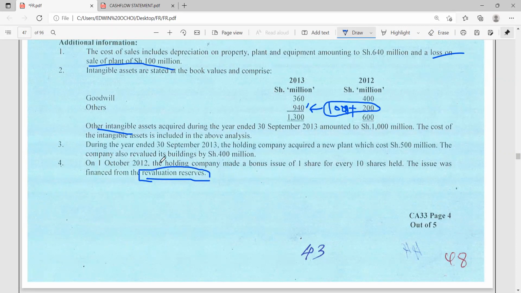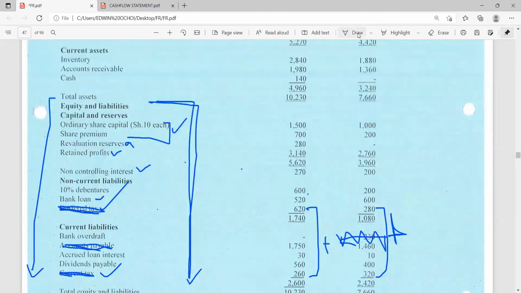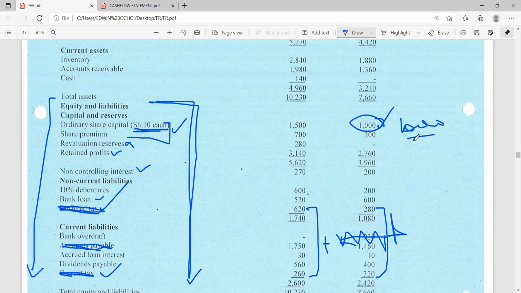They said that on 1st October 2012, the holding company made a bonus of 1 share for every 10 shares held. The issue was financed from the revaluation reserve. So it's 1 for every 10 shares held as at 1st October 2012. How many shares were held as at 2012? Let us go to our ordinary share capital. The value given here is 1,000. Per share is shillings 10. So which means that the shares which were there as at 2012 is 100, because you take the 1,000 and you divide by 10.